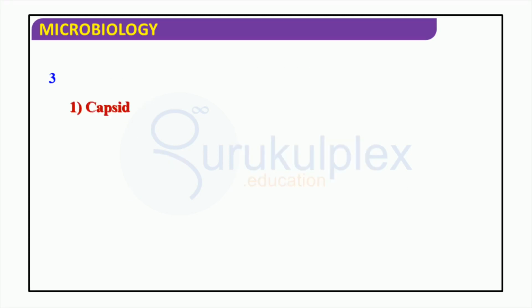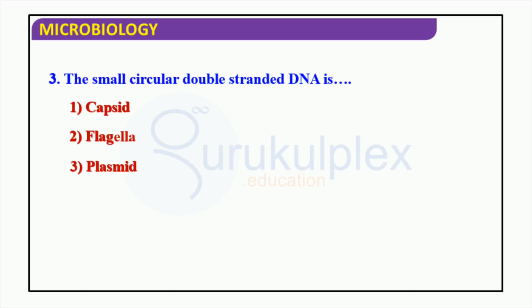The question regarding the small circular double-stranded DNA is answered by plasmid. Plasmids are able to replicate outside conditions of the chromosomal DNA and are capable of exchanging genetic material between different cells. Moreover, plasmids are useful in genetic engineering as they are able to introduce traits to host cells.